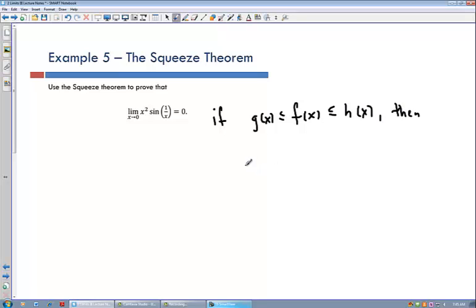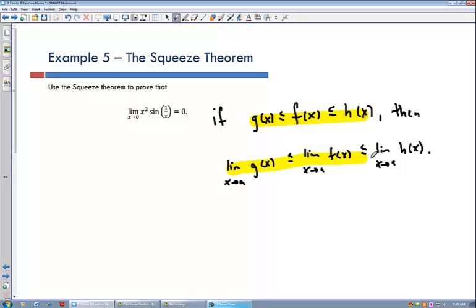And let's assume these limits exist. Let's assume all limits exist, okay? So the limit as x goes to a of g of x should be less than or equal to the limit as x goes to a of f of x, and should be less than or equal to the limit as x goes to a of h of x. So we'll assume this inequality holds for all values of x, and that the limits as x goes to a exist. Then the squeeze theorem says this inequality will hold too.